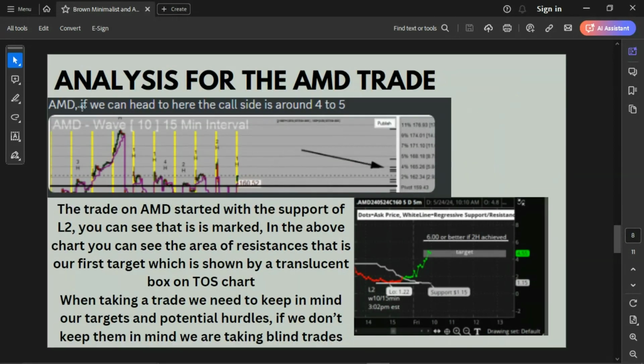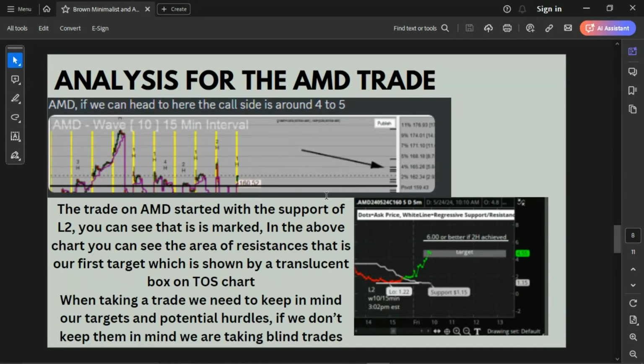So we are going to go through the analysis of the AMD trade. Again, this trade started from the L2 marked here, 1.22 low. And what is our first thing to do? We need to mark out the targets and potential areas of reversal, because those areas of reversal will be our targets. So he marked this 4 to 5 range here, which was this area of resistance, and he marked that here. And if we break that, our next target will be this 2H.